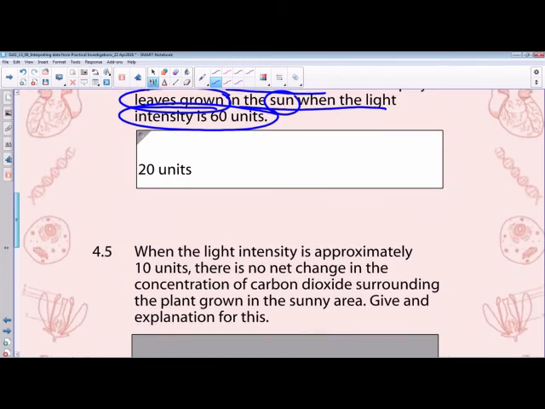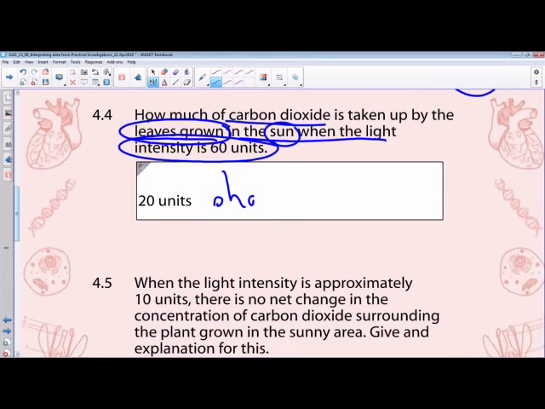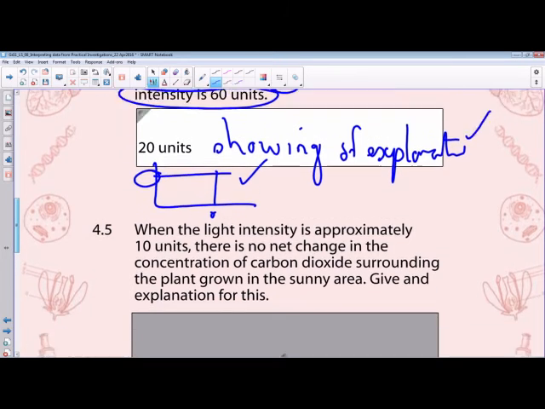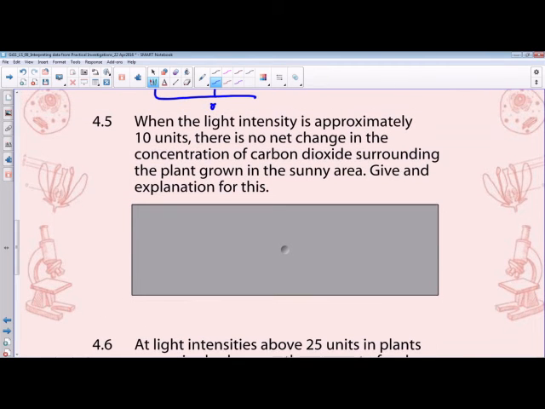What you've got to try and do, guys, is show your extrapolation on the graph paper. Showing your extrapolation often means that you can get a mark if it was a 2 mark question. So show the extrapolation using your ruler and exactly how you arrived at this answer. Often your teachers are looking for the process or the methodology as to how you got the answer. We're going back to some more questions relating to this. When the light intensity is approximately 10 units, there is no net change in the concentration of carbon dioxide surrounding the plant grown in the sunny area.